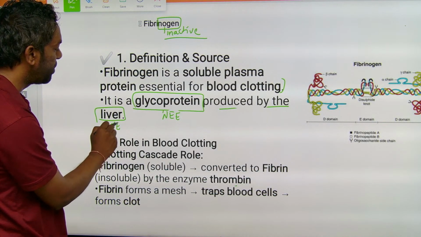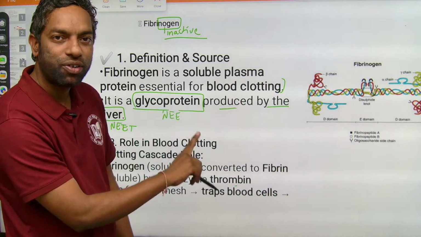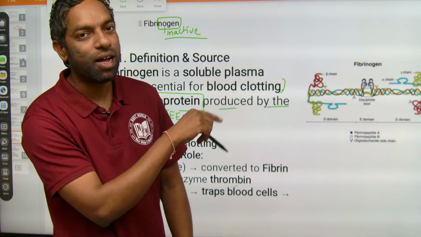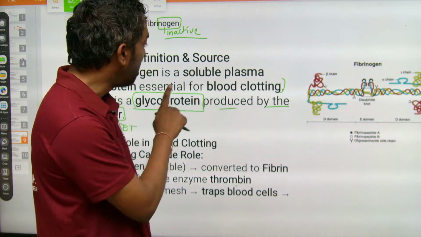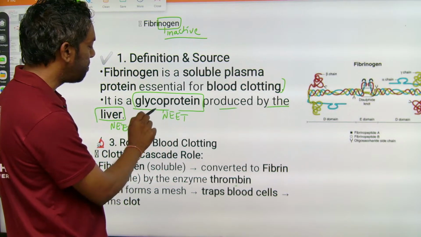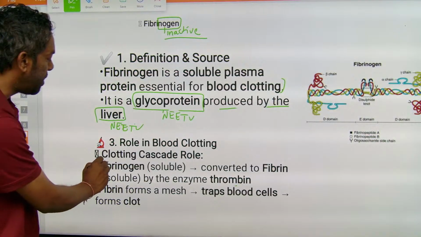Who can produce them? Albumin, the liver can produce. In globulin, gamma globulin is produced by plasma cells themselves, and fibrinogen, which is a plasma protein, is produced by the liver. This is the NEET point, a glycoprotein which is involved in blood clotting.